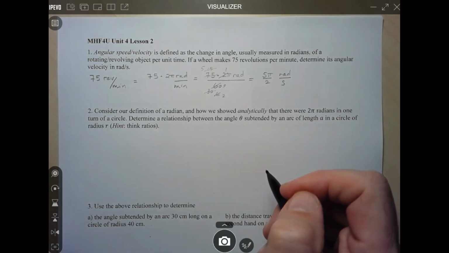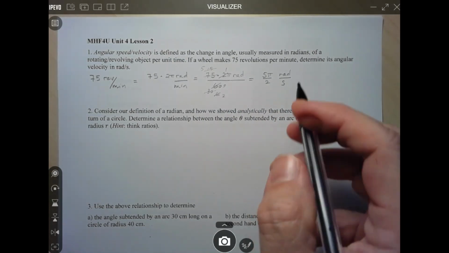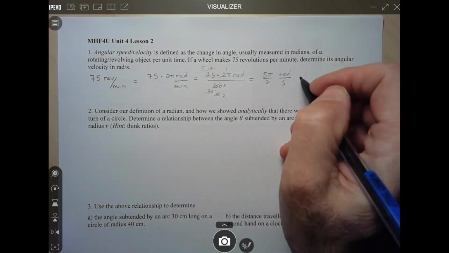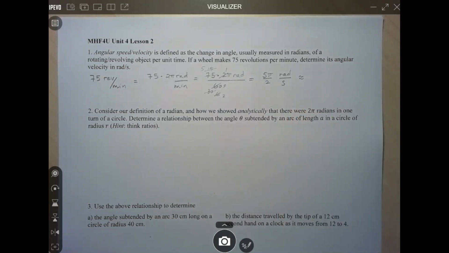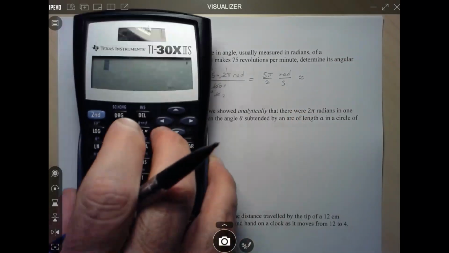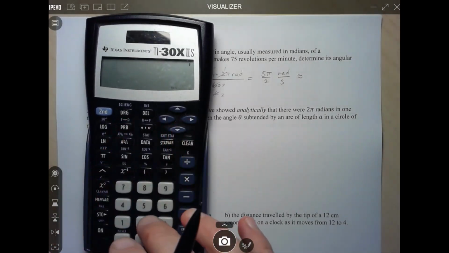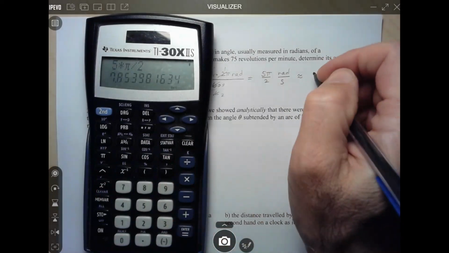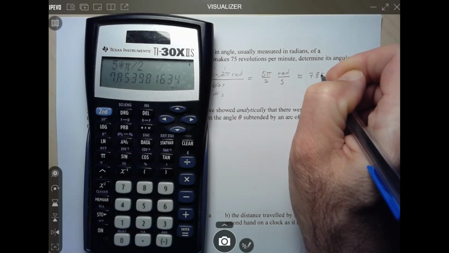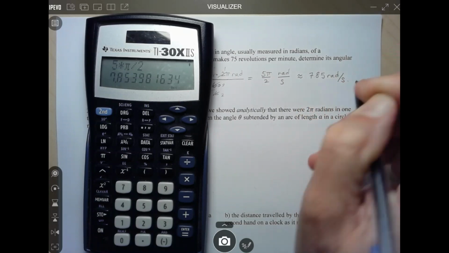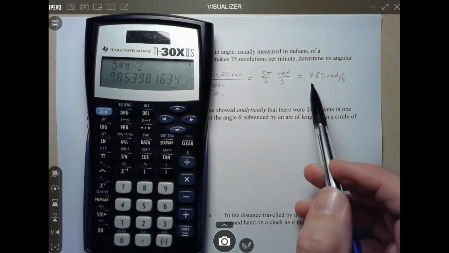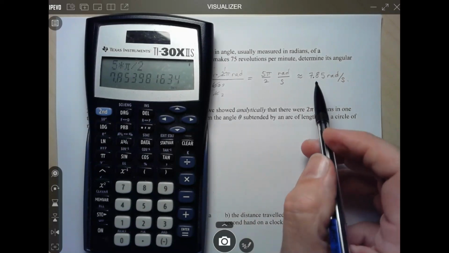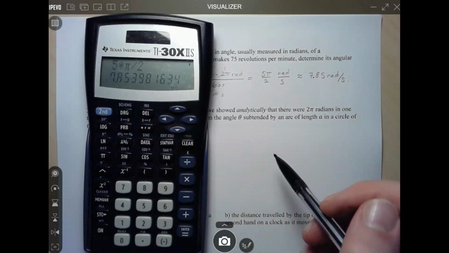Notice that if I want to give an exact answer, I do have to work with this pi. And if I want to get an approximation, since this is an application type question, here we can approximate 5 times pi divided by 2, and that's about 7.85 radians per second. Now we have to remember that one turnaround is 2 pi, so that's about 6.28. So it means this is going around more than one turn in every second.